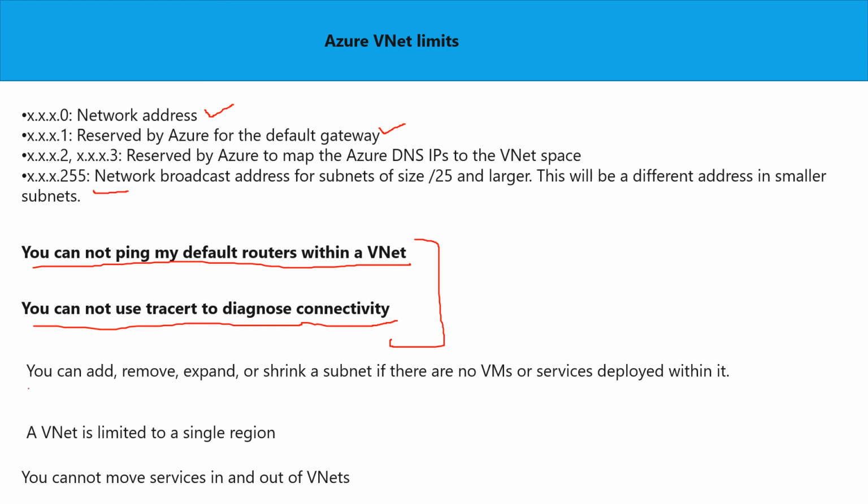Then next thing, you can add, remove, expand or shrink a subnet if there are no VMs or services deployed within it. A VNet is tied with a single region. You cannot move services in and out of the VNets.